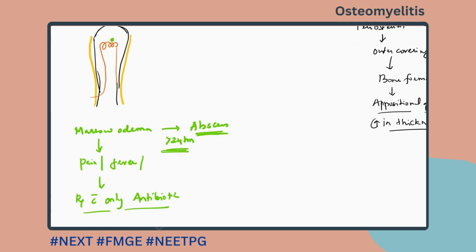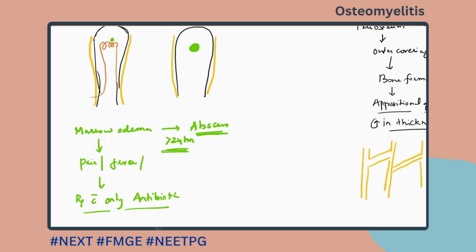Now what happens to the organism which has settled here? Slowly, the organism forms an abscess in this region. The abscess increases in size, and slowly it tracks through various canals in the bone. I hope you know the anatomy of bone. There are canals called Haversian canals, connected by canals like this, which are called Volkmann's canals. Volkmann's canal and Haversian canal.